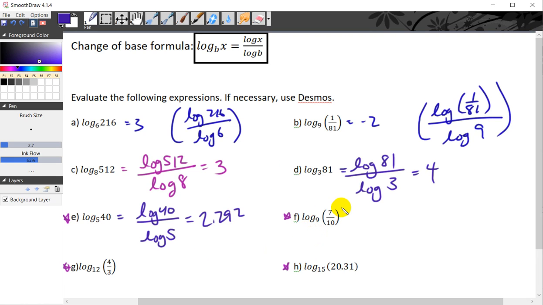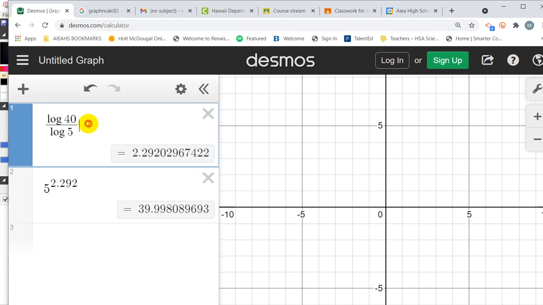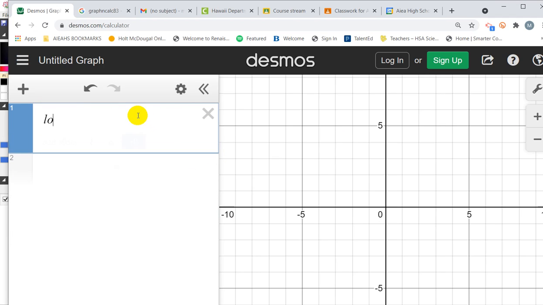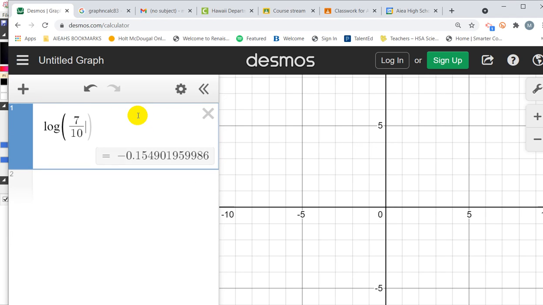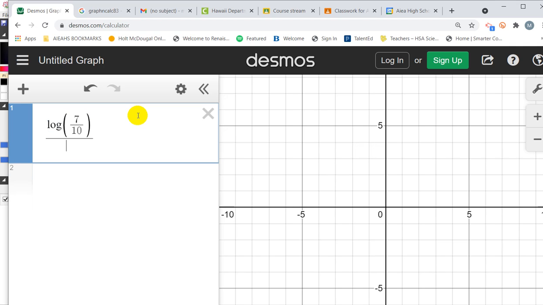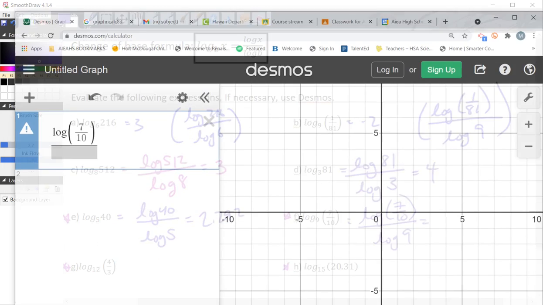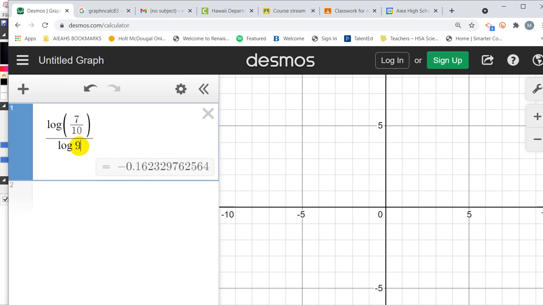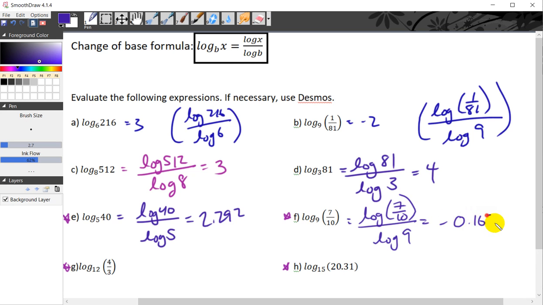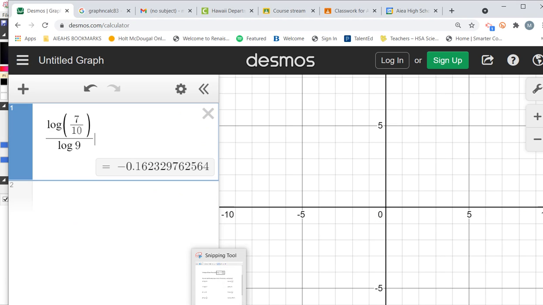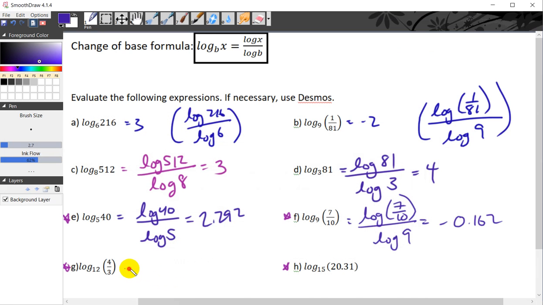Okay, let's go ahead and look at letter F. This is log of 7 over 10 divided by log of 9. Okay, so let's go ahead and go into Desmos. So we have log of 7 over 10. Then highlight this whole thing, and we need to divide this by log of 9. So that's going to be negative 0.162. All right, let's go ahead and look at a few more.